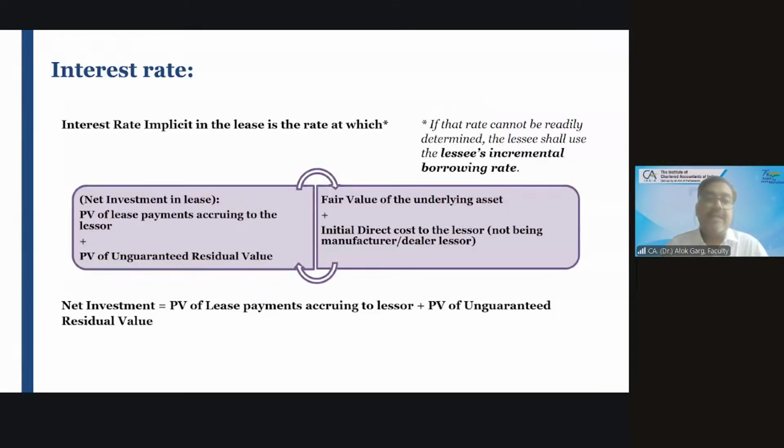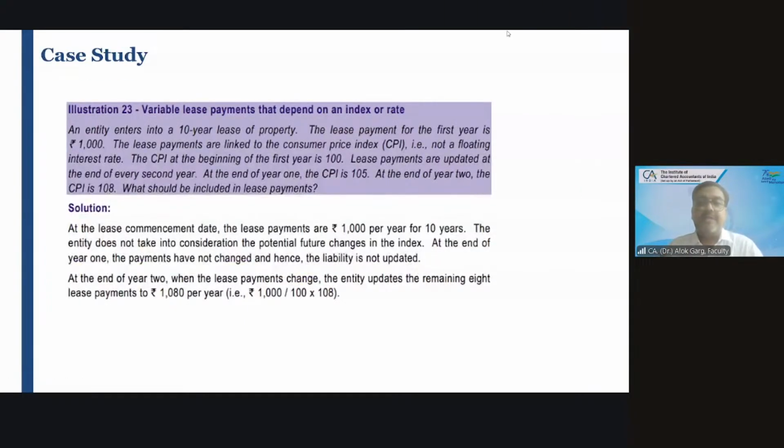An entity enters into a 10-year lease of property. The lease payment for the first year is 1,000 rupees. The lease payments are linked to the consumer price index. Here, the lease payment is linked to a consumer price index. So if there is any variable lease payment, whether we will consider or not consider? Yes. We will consider, sir, because it is based on the index.